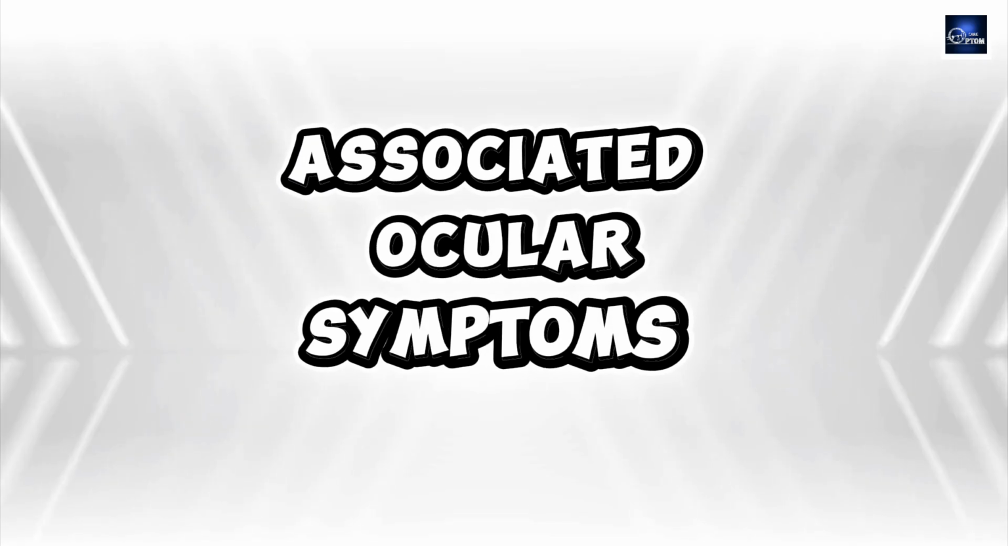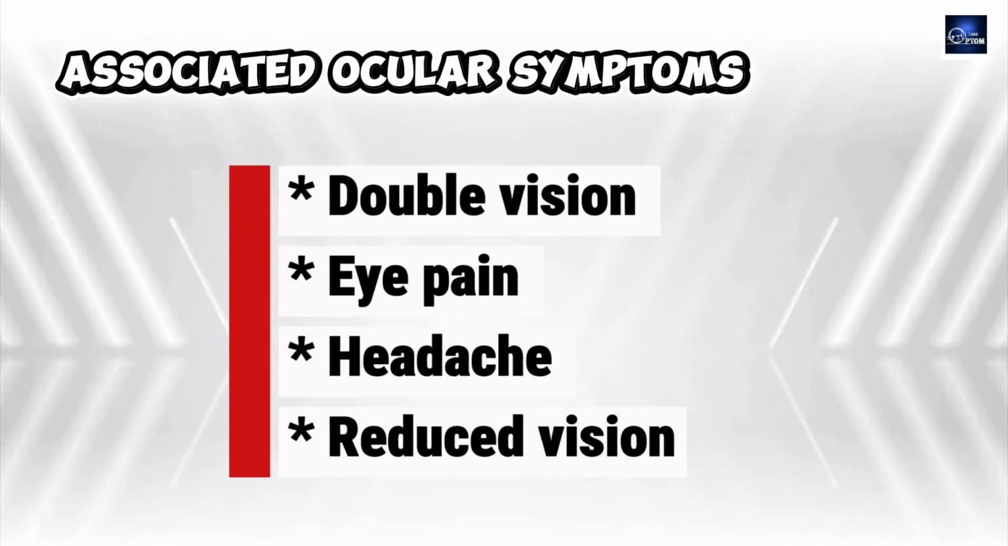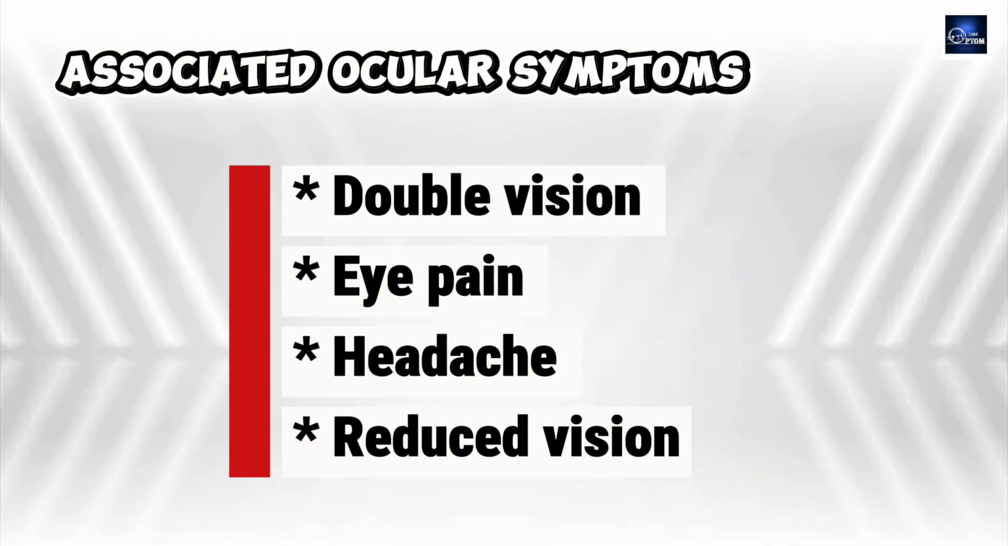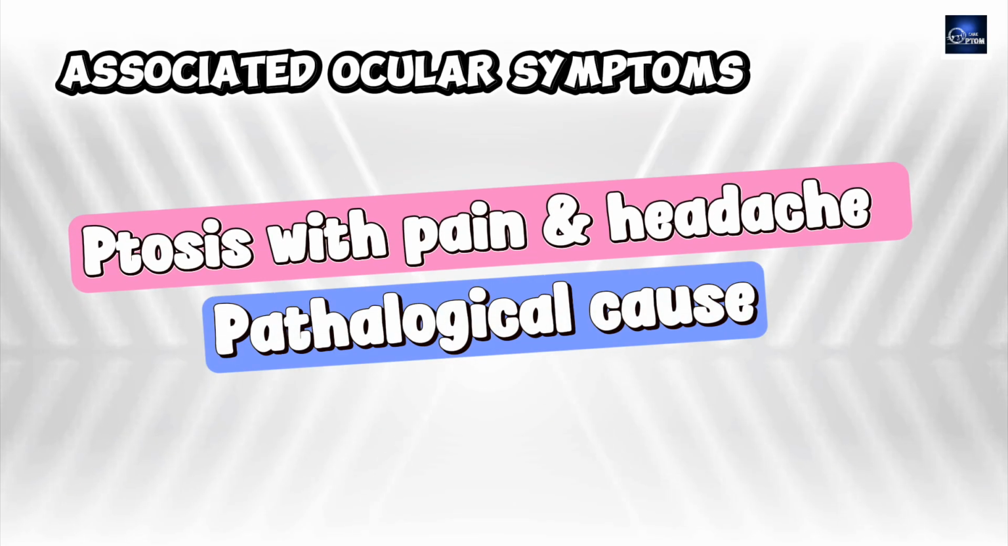Now move on to associated ocular symptoms. Ask specifically about double vision, eye pain, headache, or reduced vision. Ptosis associated with diplopia strongly suggests a neurological cause. Ptosis with pain or headache can indicate serious underlying pathology and should be treated as a red flag.